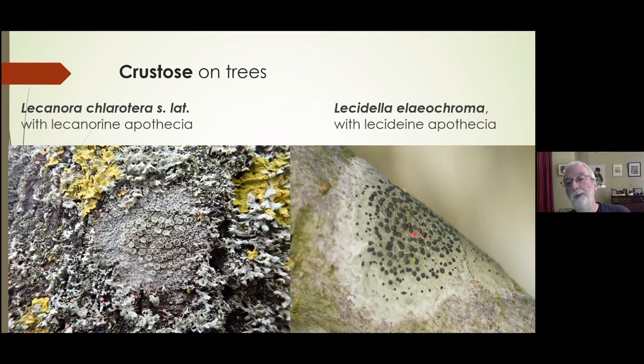The apothecia can be brown, dark, black, and so on, and they can be concentrated or they can be scattered. So this is quite a variable lichen, but it's a crustose lichen. It's firmly attached to the substratum. It's very difficult to get it off without taking the substratum with you.